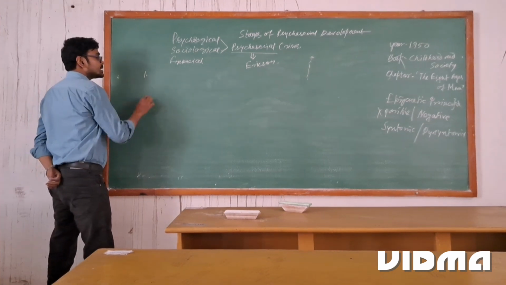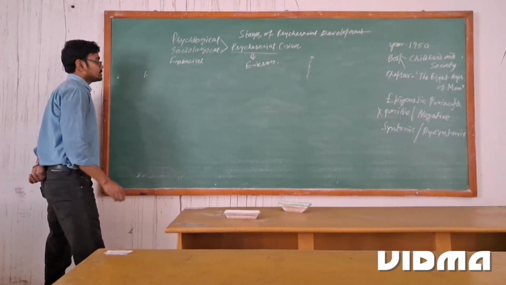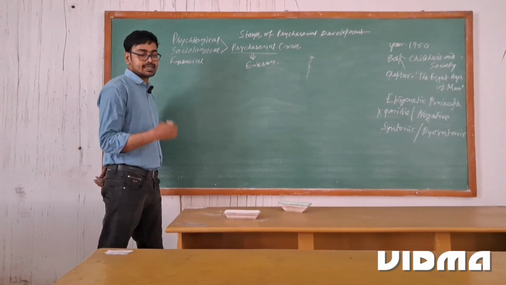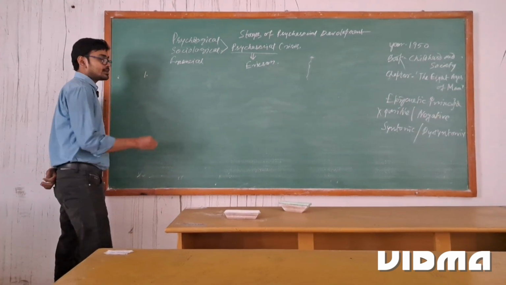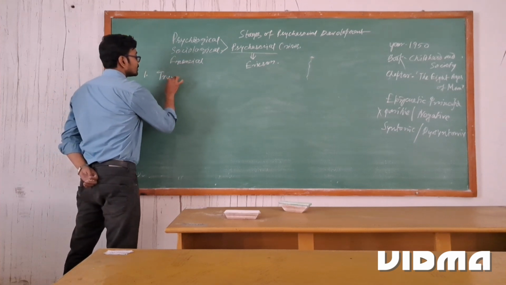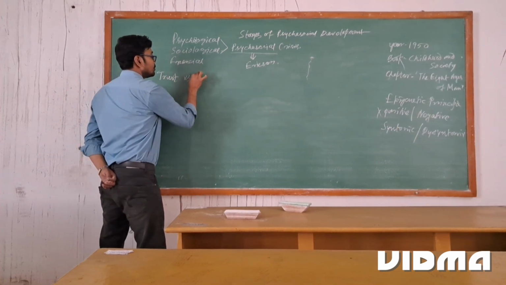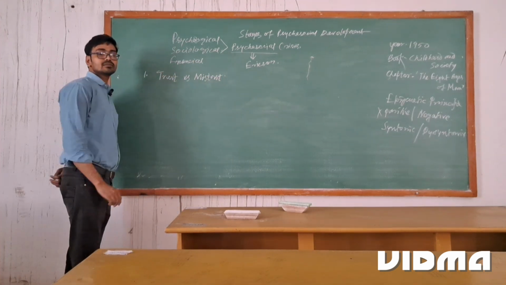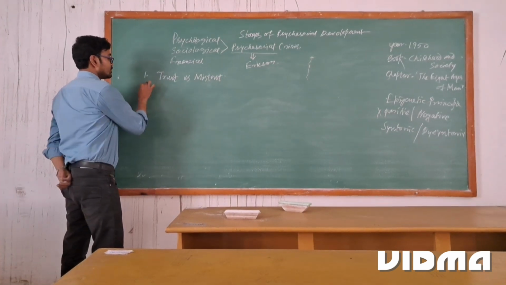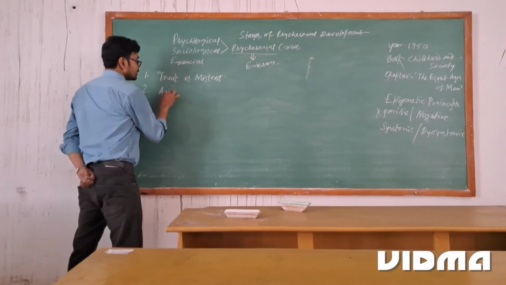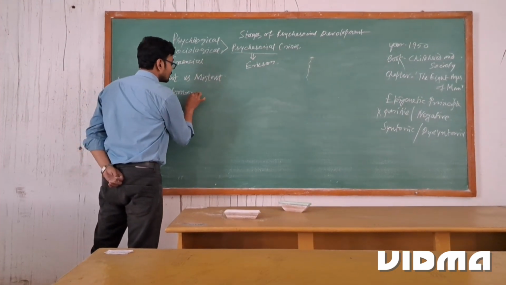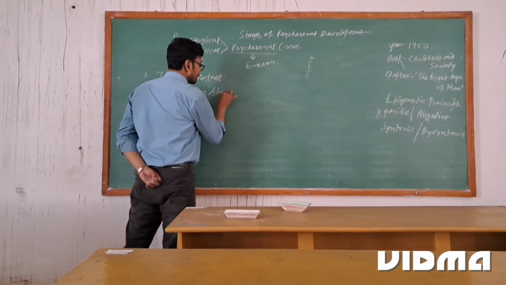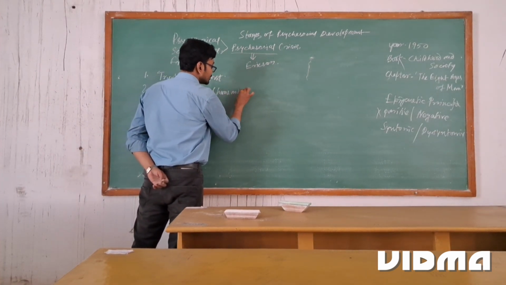Now, the 8 stages of psychosocial development. I'm just writing here the names of the 8 stages. First is trust versus mistrust. Second is autonomy versus shame and doubt.